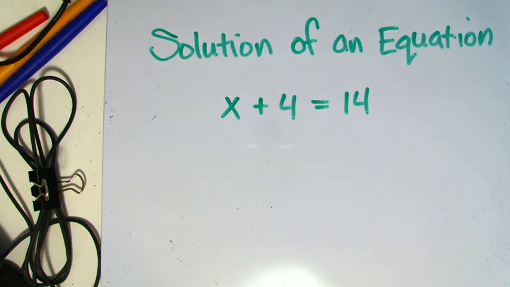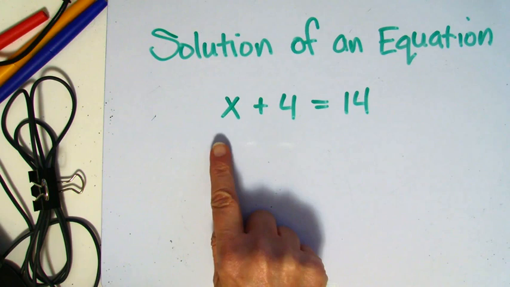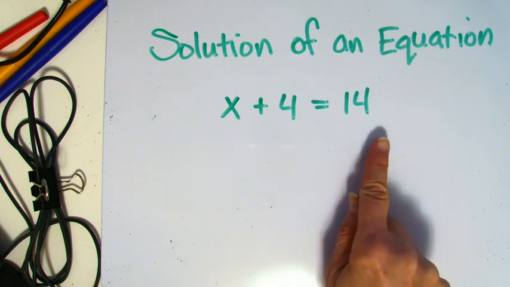When we find a solution to an equation, we're basically finding the value of the variable so that when we substitute in that value into the equation, we get what we have on the other side.